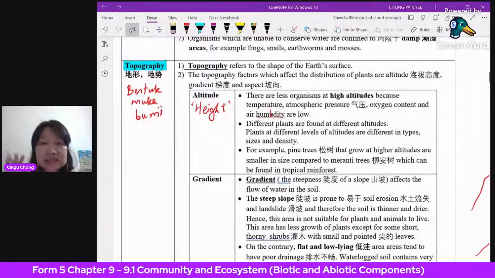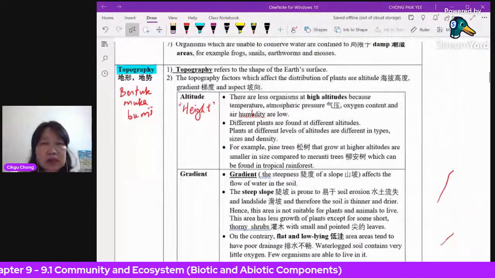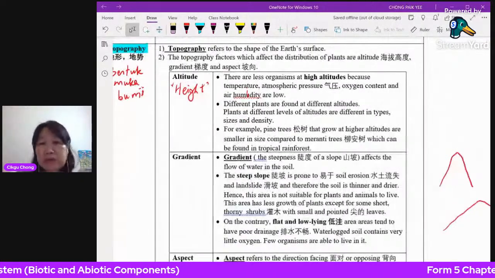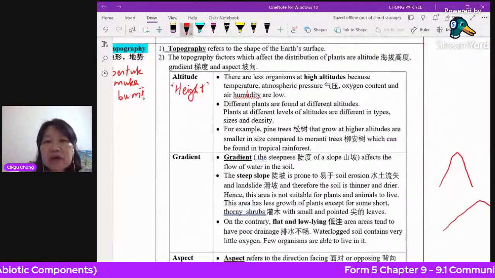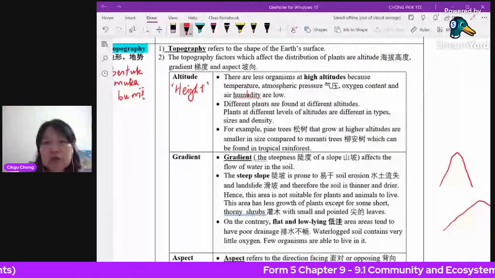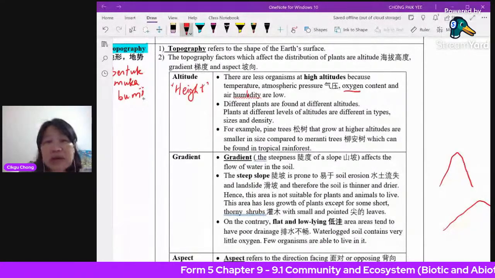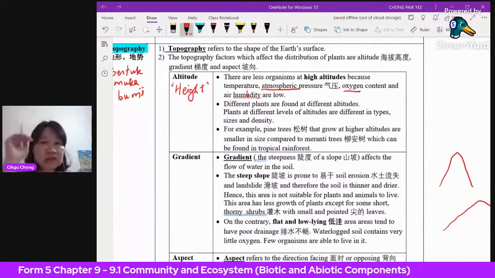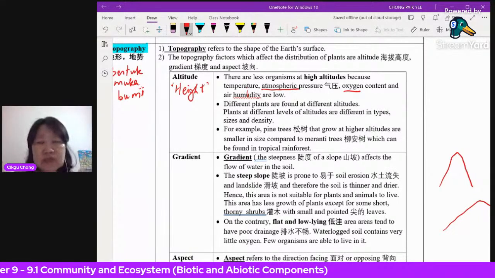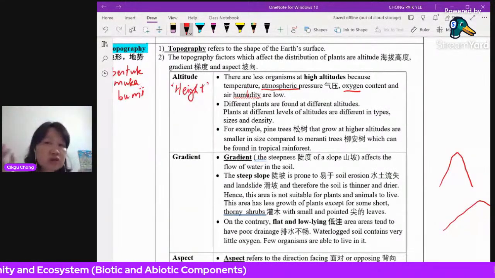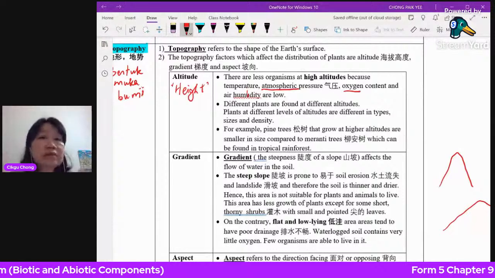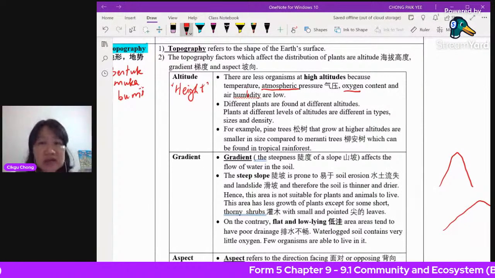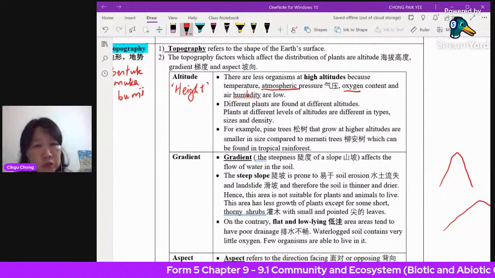Altitude, that means height. High altitude means it's a high area, like in a mountain. You have low atmospheric pressure, you have lower oxygen, and the humidity is low. So in higher mountain areas, like Mount Everest, the oxygen content is very low. That's why the climbers have to bring their oxygen tank when they climb Everest, okay? And the atmospheric pressure is also quite low.